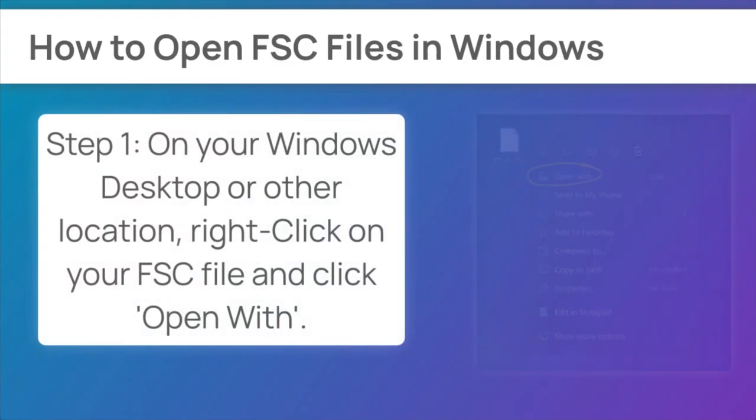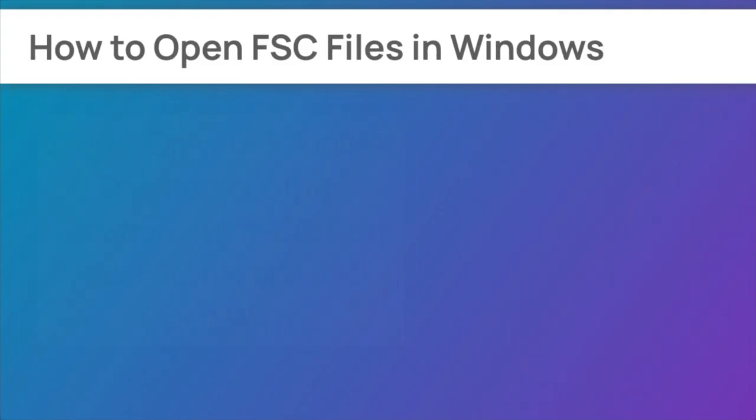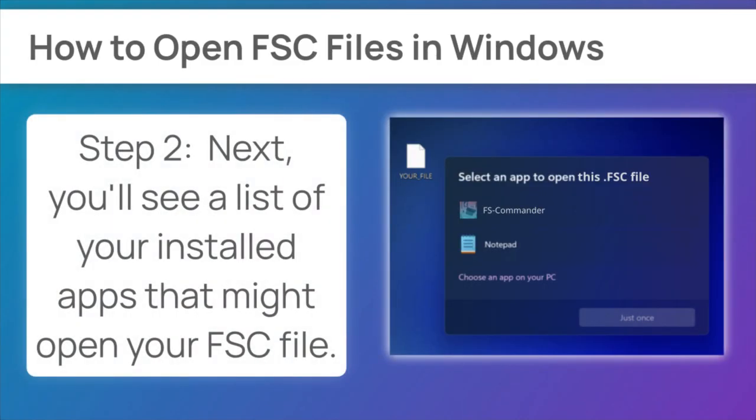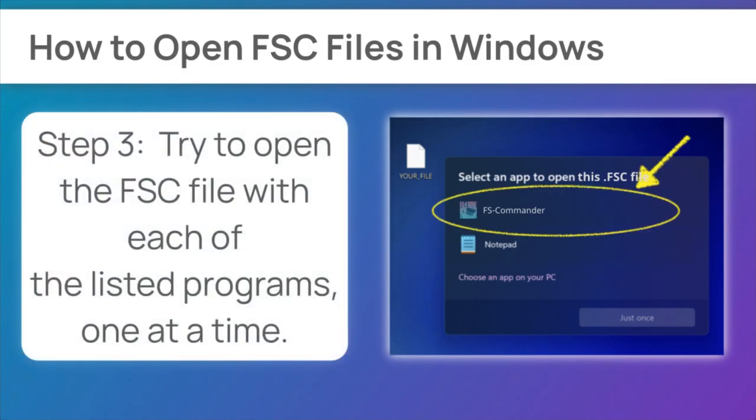Your reliable first move is the Open With command. Right-click the FSC file and select Open With. If FS Commander is installed, use it. If not, choose another program. We must find the app that claims the file.